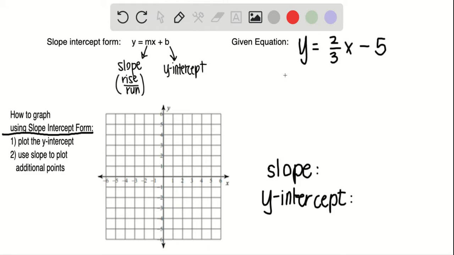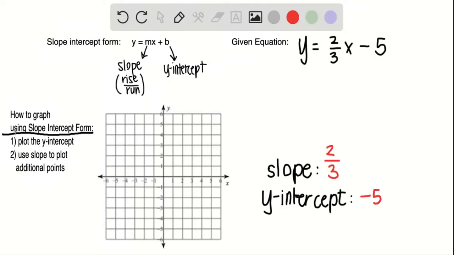So our equation is y is equal to 2/3 x minus 5. The slope will be 2/3. When we start graphing, that means we will rise 2 and run 3. The y-intercept is the constant, or the number by itself, and that is a minus 5, or a negative 5. Now let's go ahead and graph.